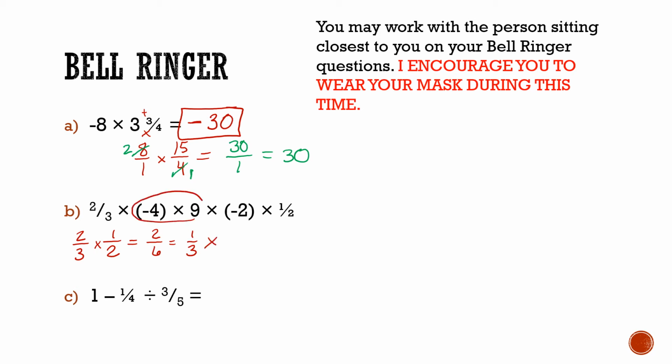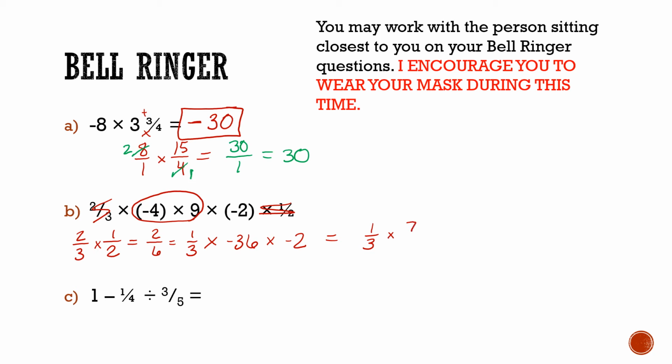I'm going to go ahead and do this -4 times +9. So a negative times a positive will make that -36. And then multiply also by -2, because again, 2/3 and 1/2 are already out. So now I'm working with 1/3 multiplied by -36 multiplied by -2. So I'm going to keep my 1/3 for now. And -36 multiplied by -2. So a negative and a negative is going to give me a positive. And then you can do 36 times 2, which is 72.